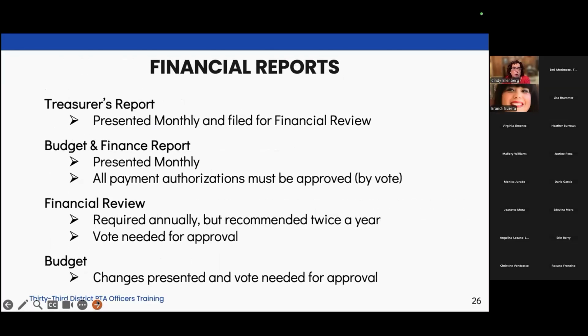Your financial reports include the treasurer's report, presented monthly and filed for financial review. Your budget and finance report is presented monthly, and all payment authorizations must be approved by a vote of the association. Financial reviews are required annually, but recommended twice a year, and need to be approved by the body, as well as the budget, which is approved initially, and any changes presented and voted on for approval.